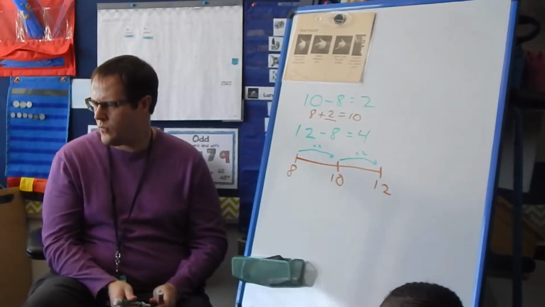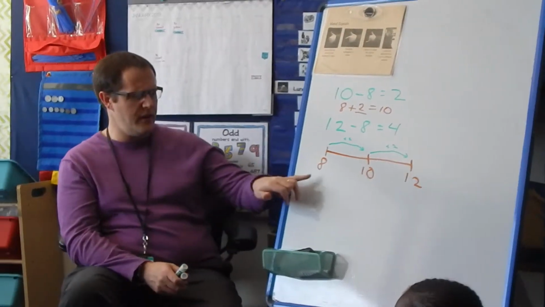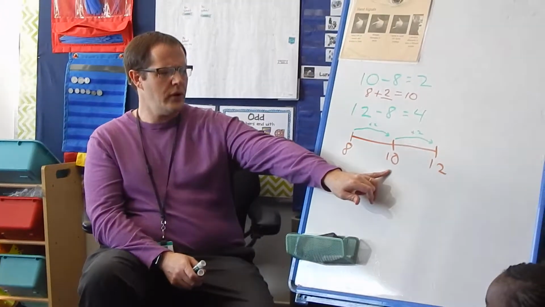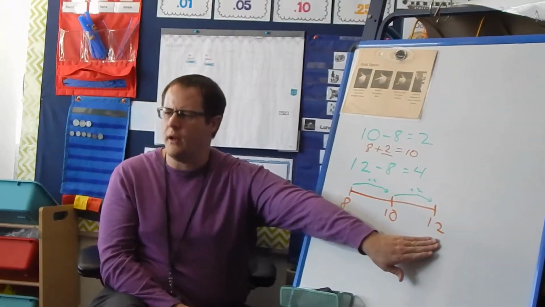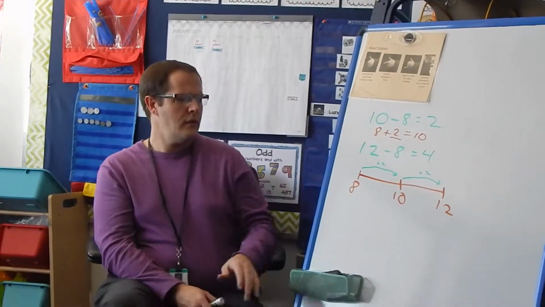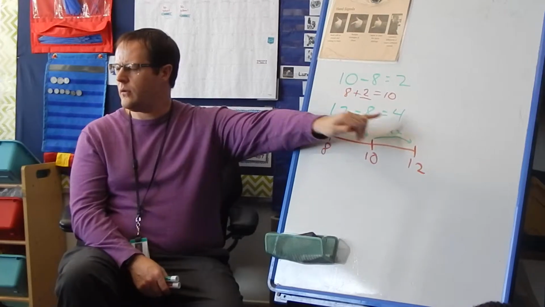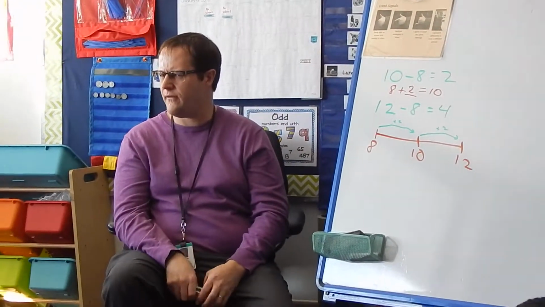2. Is there a jump of 2 between 8 and 10? No. Yes. Okay. Is there a jump of 2 between 10 and 12? Yes. How does that help me get the answer of 4? You go backwards.